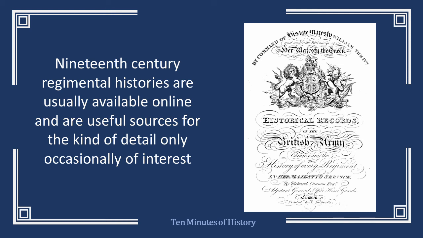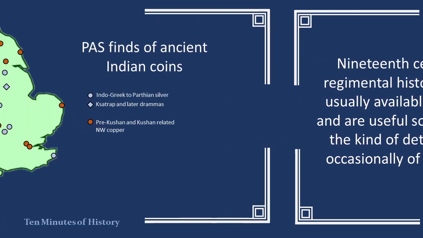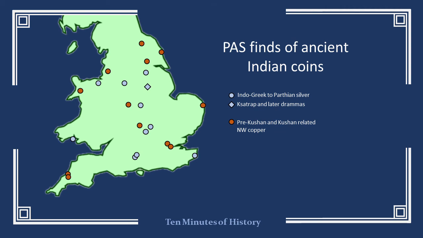Having established some background context for Indian coins in the PAS database, it is finally possible to stop pursuing rabbit holes and come back to the original question. Did the ancient Indian coins found in the UK arrive here through trade, in antiquity, or as a result of colonial activity? Here I have mapped the known finds in the UK and divided them into two types. There is a very definite division to be made.